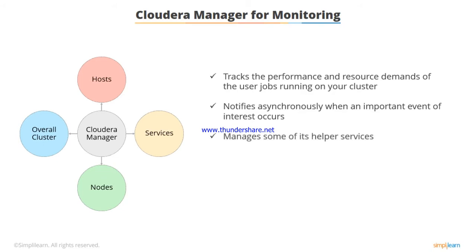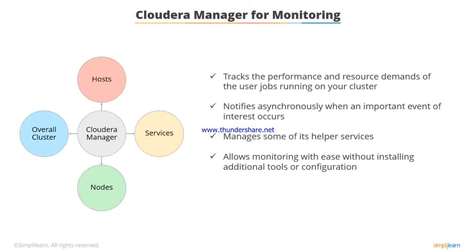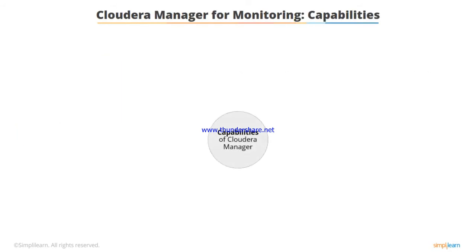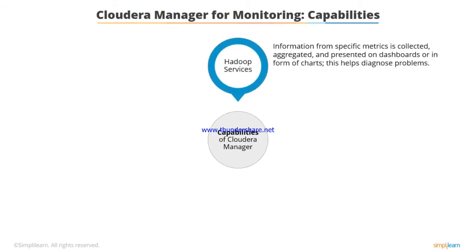Cloudera Manager manages some of its helper services, such as Activity Monitor, Service Monitor, Host Monitor, Event Server, Reports Manager, and Alert Publisher. Cloudera Manager allows monitoring with ease without installing additional tools or configuration. The capabilities of Cloudera Manager for monitoring include the following: Hadoop services. Host agents collect health metrics for services such as HDFS, HBase, MapReduce, ZooKeeper, Cloudera Impala, and Flume.